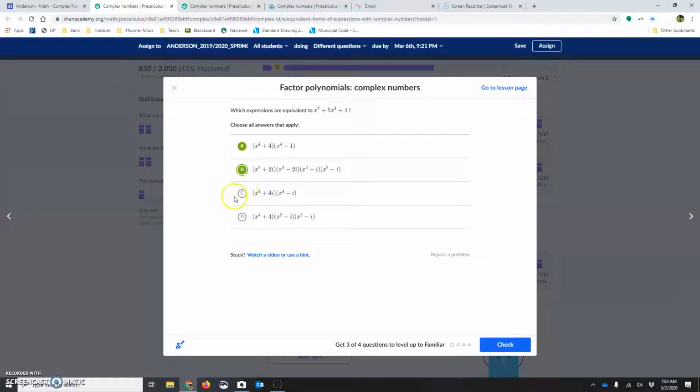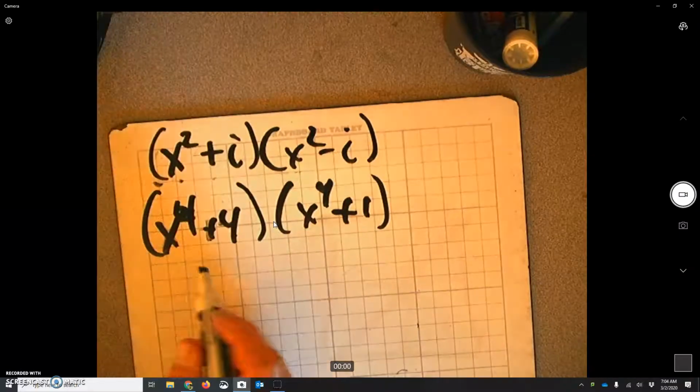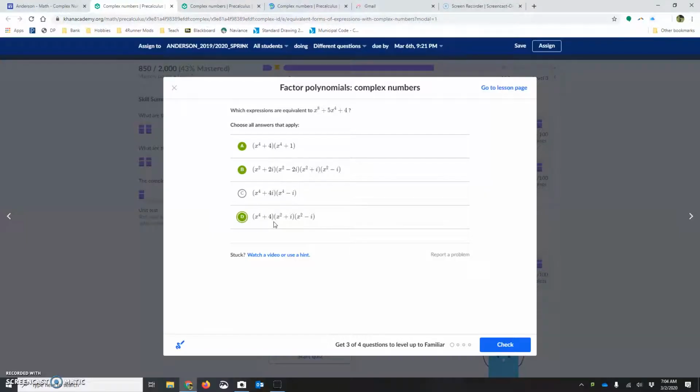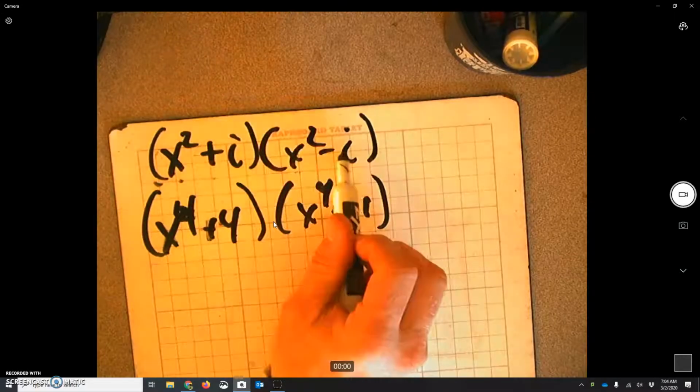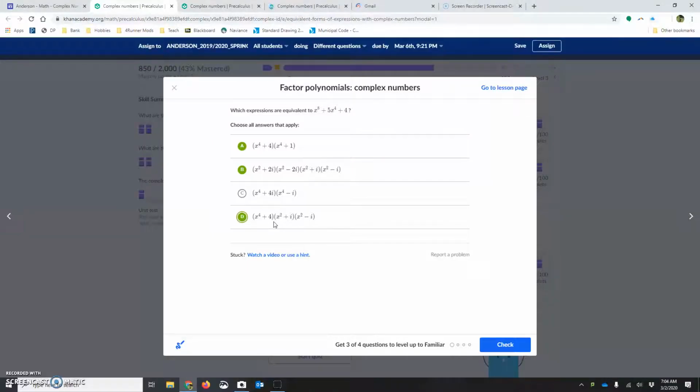C is true? The i's will not cancel out. We'll get plus 3i x^4 in the middle, and that's wrong. D is also the correct answer because this is what we ended up with right here. We had x^4 plus 4, and then x squared plus i times x squared minus i. So we have A, B, and D are all correct answers here.